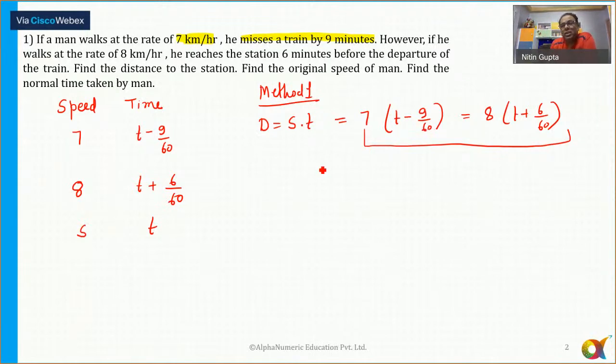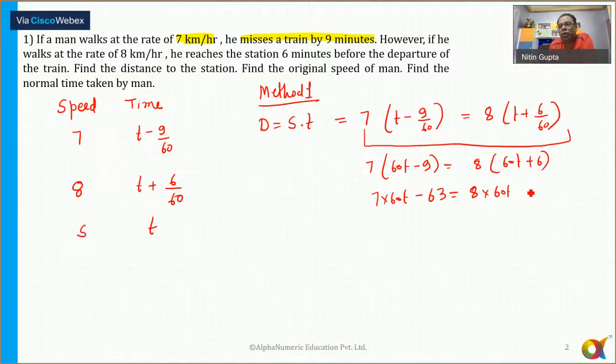This will be equal to this. We can solve these two equations and find out t. So I can say that is 7 into 60t minus 9 is equal to 8 into 60t plus 6. So 60 into 7, that is 60t into 7. I can say 7 into 60t minus 63 is equal to 8 into 60t, plus 48. And then we can solve this and find out what is the time taken.